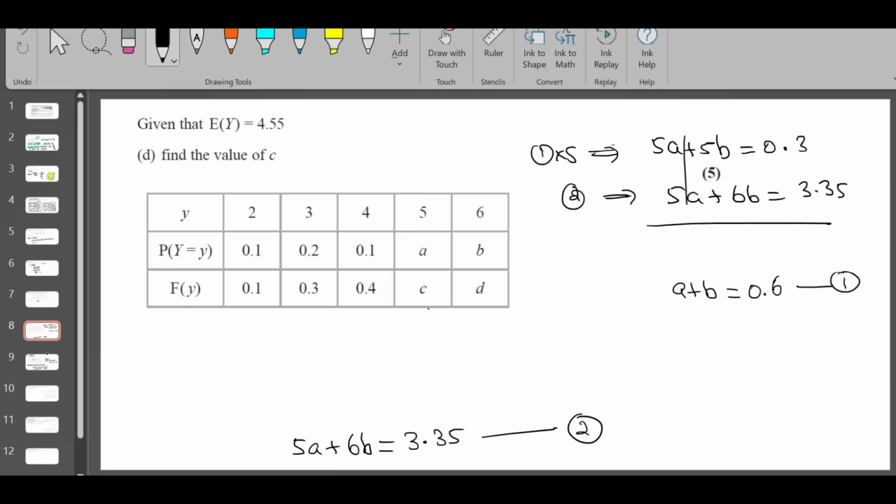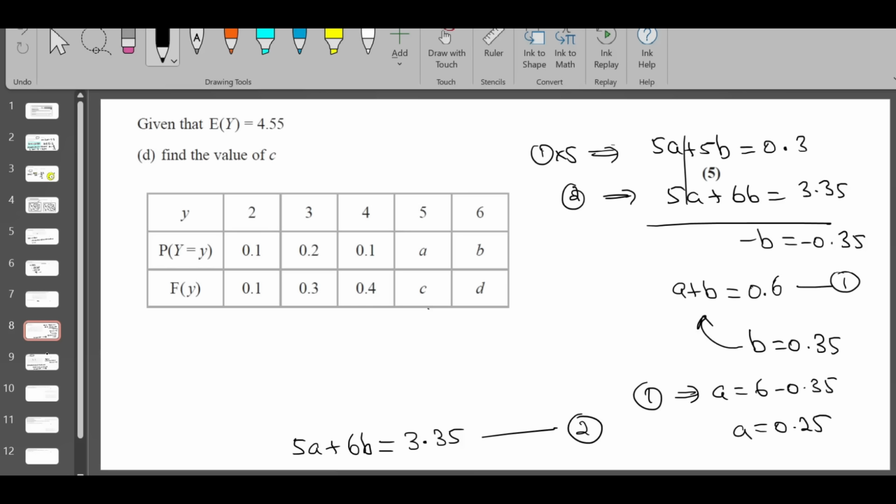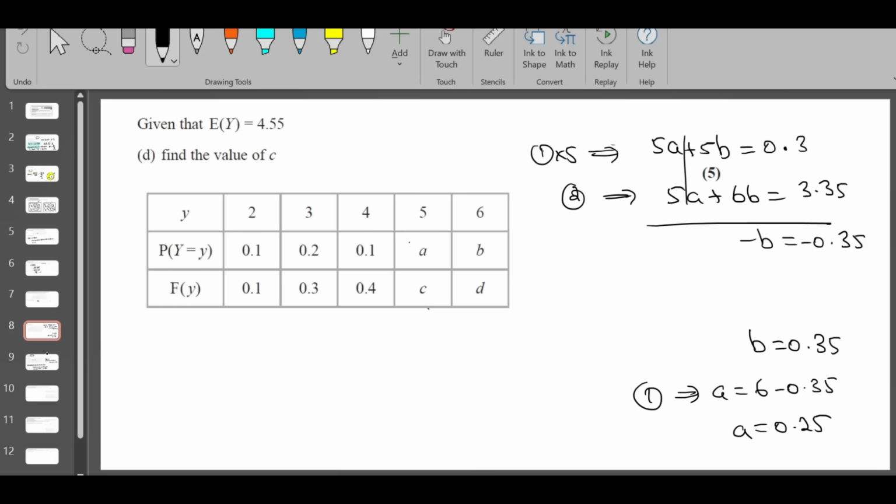Subtract both, this will be cancelled. Minus b is minus 0.35. So b is equal to 0.35. Sub in here. A is 0.6 minus 0.35. You will get 0.25. So we got the value of A and B. A is 0.25. In fact, we don't need B for this one actually.